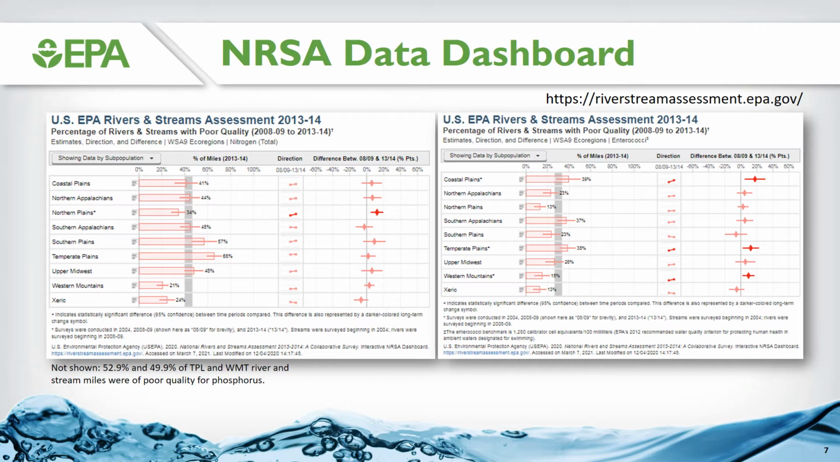The Western Mountains are mostly comprised of forests, grasslands, and shrubs. The EPA found that only 20.5% of Western Mountains river and stream miles were poor quality for total nitrogen, which is a third of what was reported for temperate plains. However, total phosphorus was similar to temperate plains. And finally, only 15% of Western Mountains miles were above the health criterion for fecal pollution, which is less than half of the temperate plains.